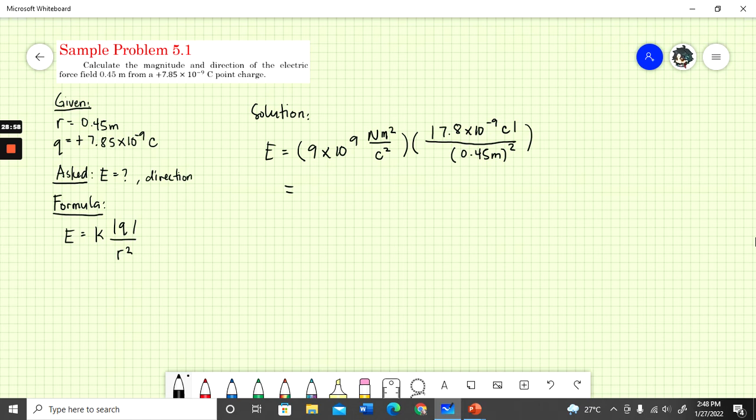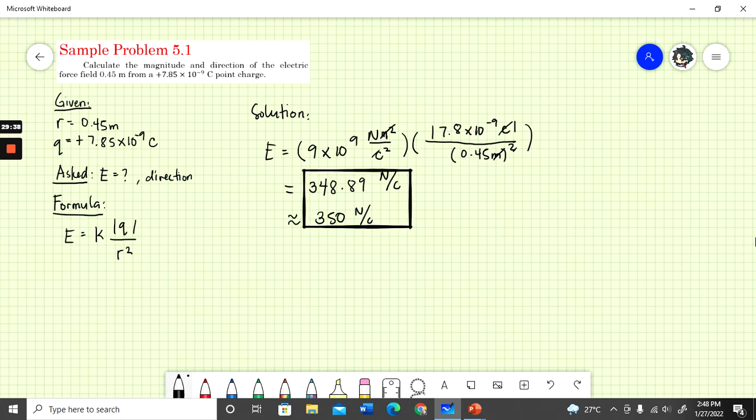If you plug that in on your calculator, you would see that the meters cancel and one of the coulombs cancels, giving newtons per coulomb, which we know should be the unit for the electric field. You would get 348.89 newtons per coulomb, which is about 350 newtons per coulomb. So this could be your answer right here.